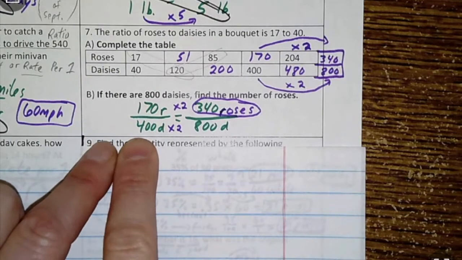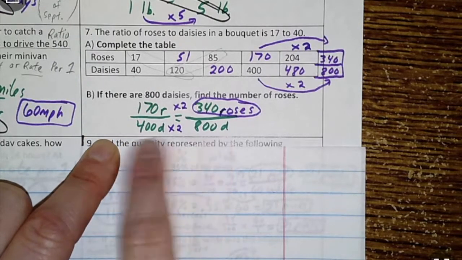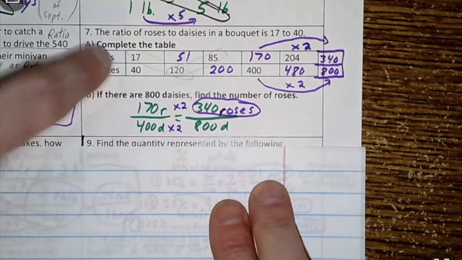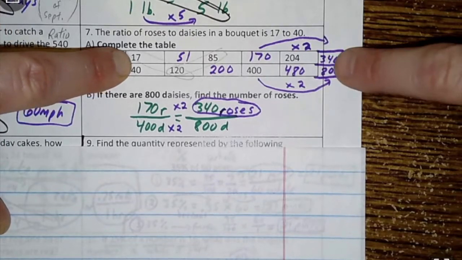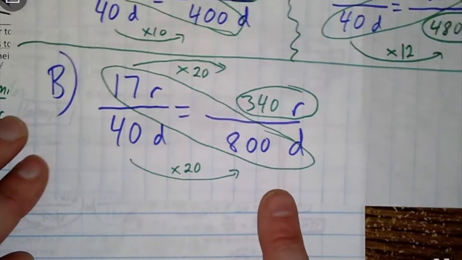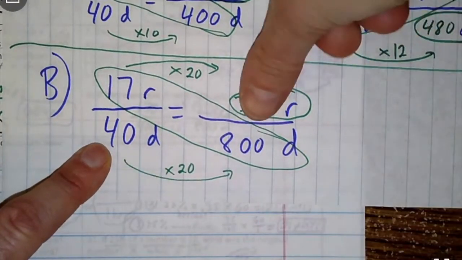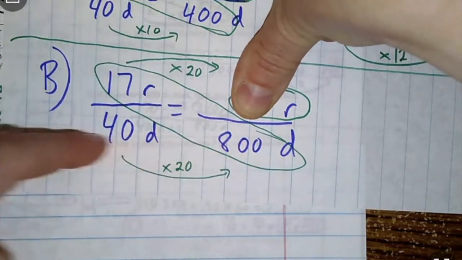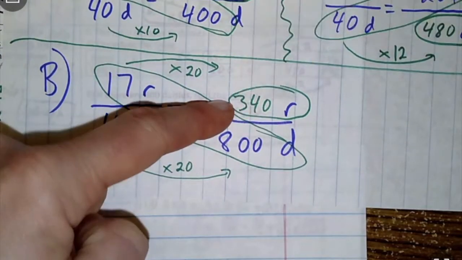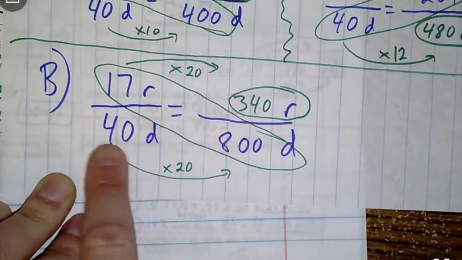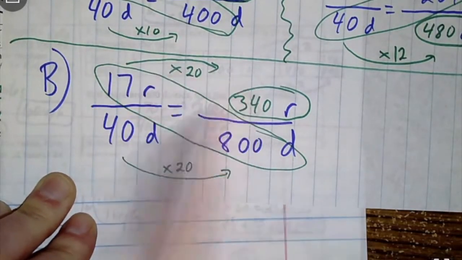You could also write it like this. Across like that. You could also go back to the original 17 to 40 ratio and set it equal to this one to figure out what you need. And that's what I showed here for part B, 17 roses to 40 daisies. You don't know how many roses, but you know there's 800 daisies. You can solve cross products, multiply the two across, divide by the number left to figure out it's 340 roses. Some people take it times 20 going across. They see how you get from this one, so you have to do the same to the top.